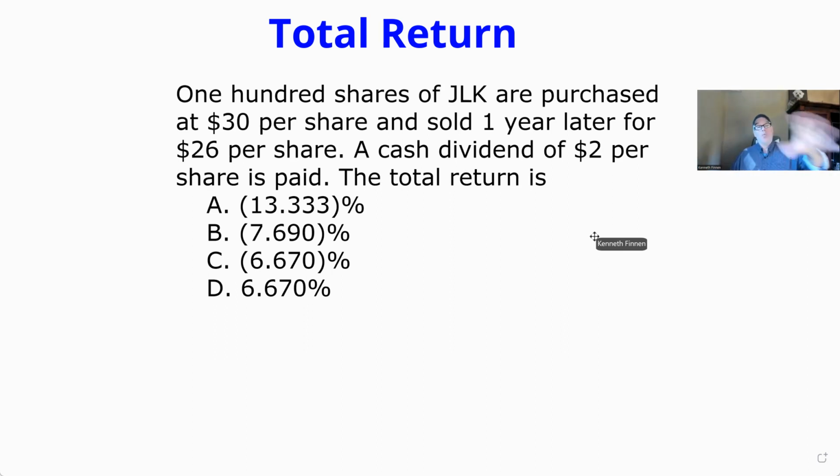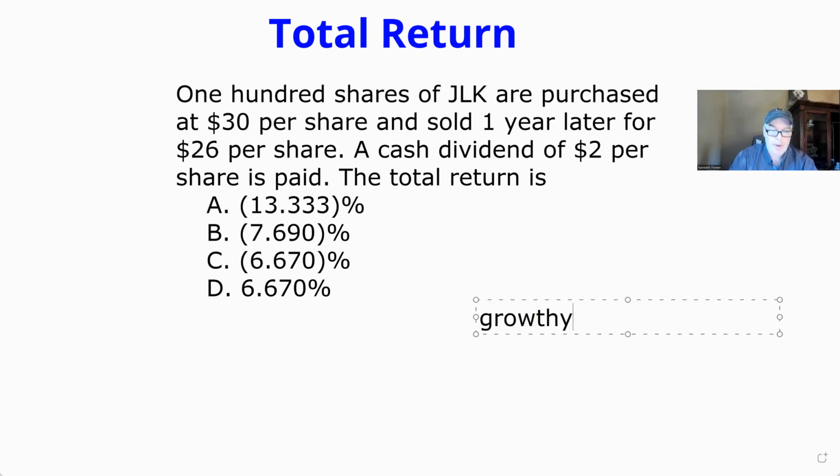So again, 100 shares of JLK are purchased at 30 bucks a share and sold 1 year later for 26. We have a loss. A cash dividend of $2 a share is paid. The total return is? So remember, it's going to be your growth plus any money that you get, or minus money, divided by the original. It's your growth plus money divided by original. There's a better way to say it, but I want you to have that here. And remember, growth could be negative.